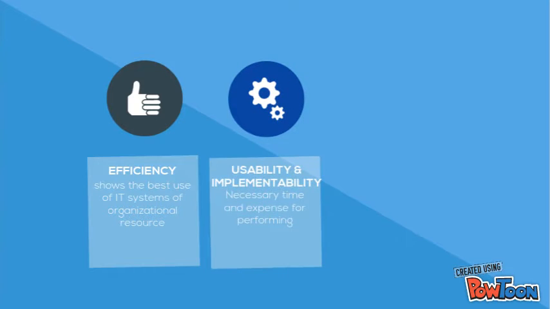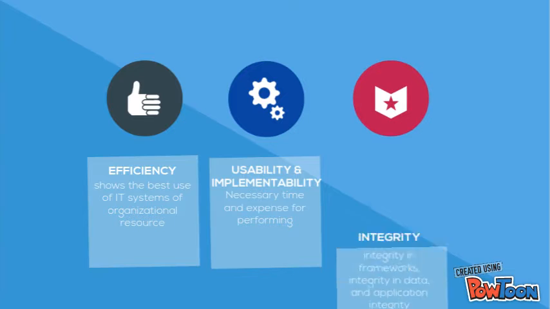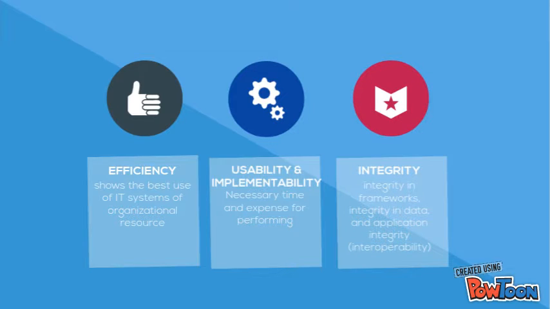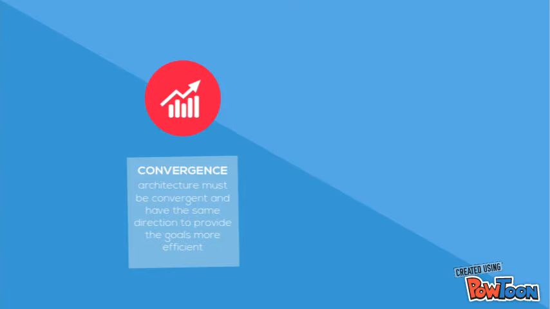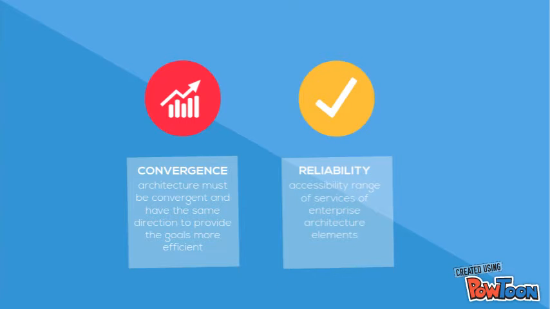Next, usability and implementability. It's about necessary time and expenses for performing. And then, integrity. There are three types of integrity, which are integrity in framework, in data, and application integrity. Also, the convergence. Architecture must be convergent and have the same direction as the goal. Last but not least, reliability. It is about the accessibility range of service of EA elements.